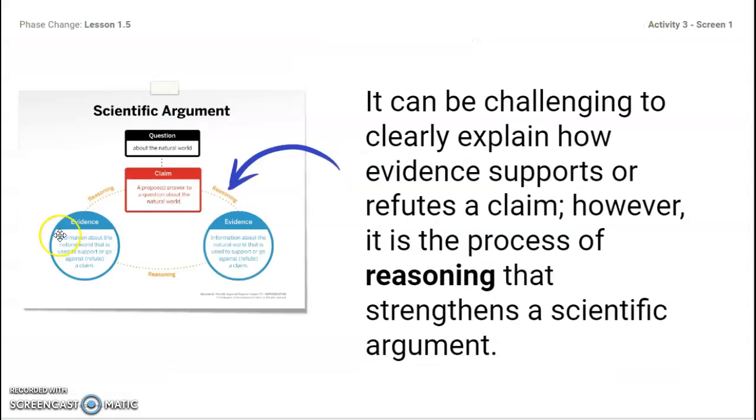I also wanted to show you this scientific argument tool. We always have a question about the world and we come up with a claim, just a proposed way to answer how that happens in the natural world. We come up with the reason why we think that's true, and then we have to back it up with evidence. So we need to go and find things that support or refute, or go against, the claim.